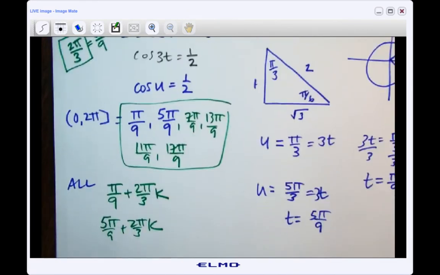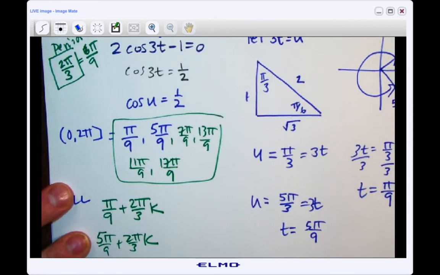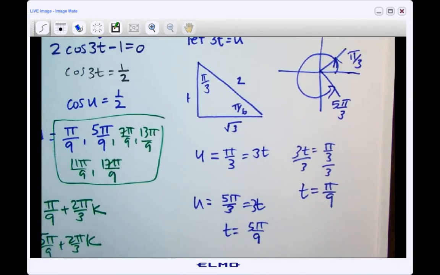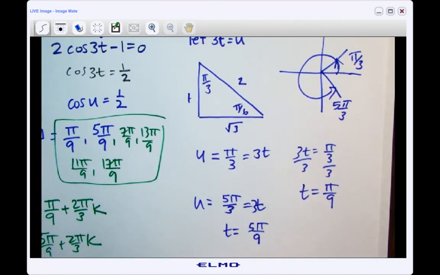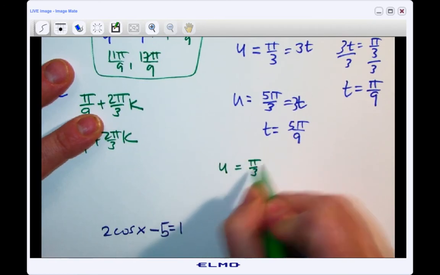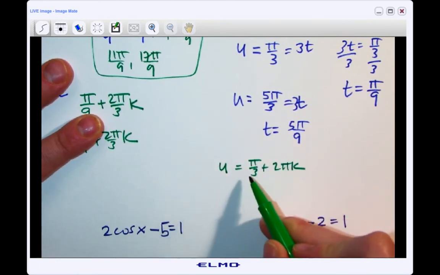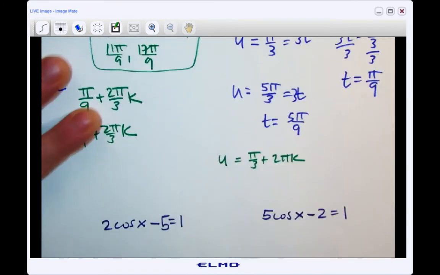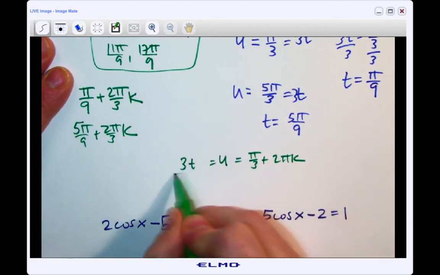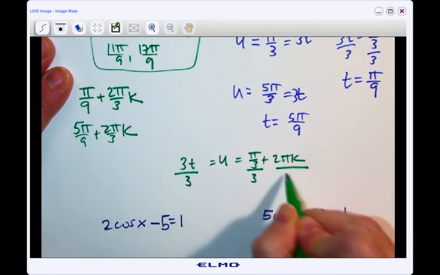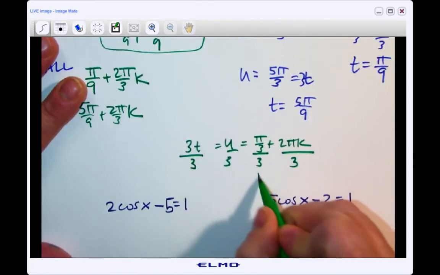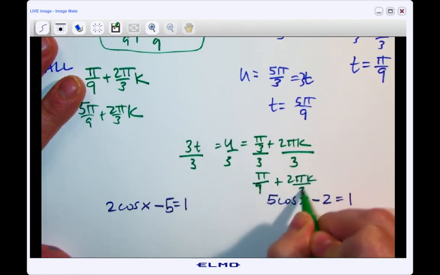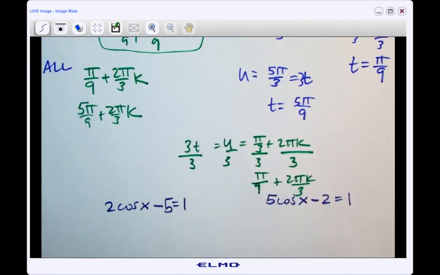Now, once again, if you aren't good at finding the period of your functions, which I hope everybody can find, the period of these sines and cosines and whatever, the other way that you could do it is you could say that u is equal to pi over 3 plus 2 pi k. So you remember we had the pi over 3 from our triangle when we made u, you know, 3t. And then we said that that's equal to 3t. So when we divide everything by 3 here, this one becomes pi over 9 plus 2 pi k over 3, which is 2 pi over 3k, right?